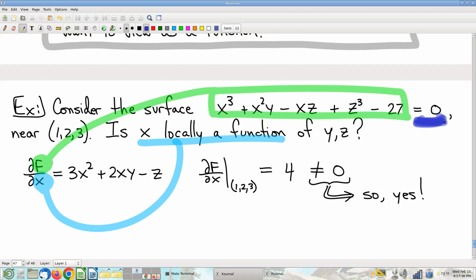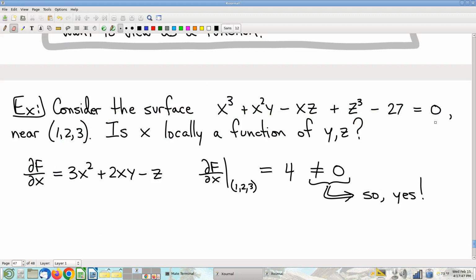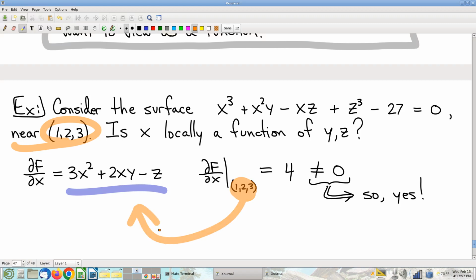x is what I would like, hopefully, fingers crossed, to be able to view locally as being a function if I take a partial with respect to x. And a little bit of algebra, this is what the partial ends up being. I'm interested in what's happening at this point, (1, 2, 3), so I've got to plug that point into there.